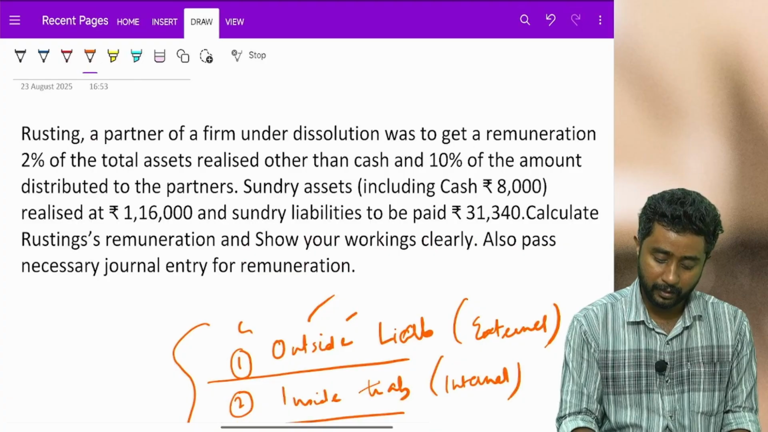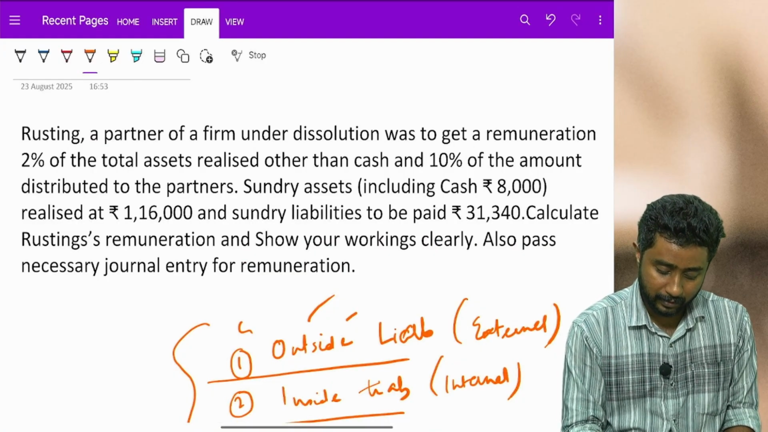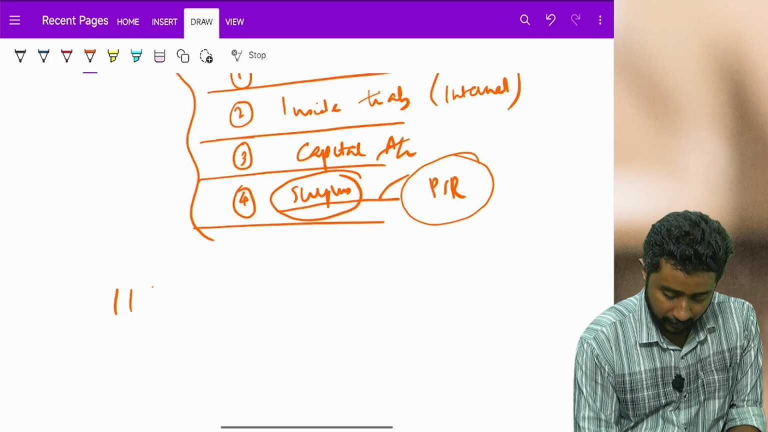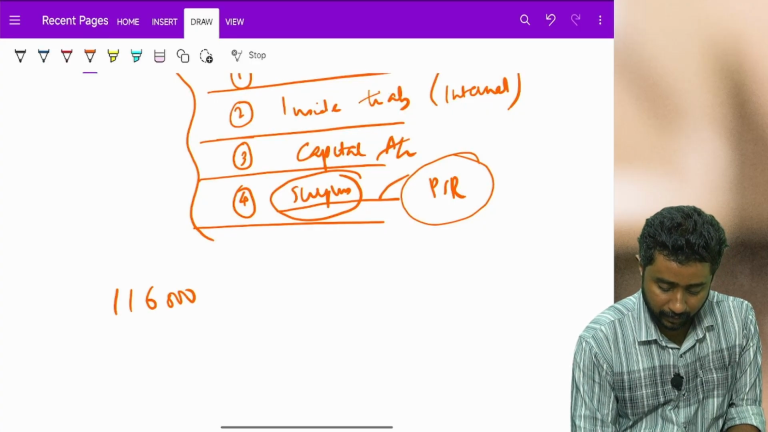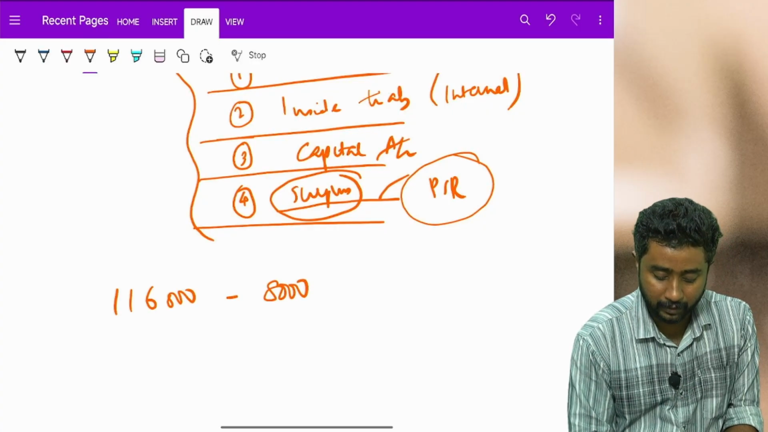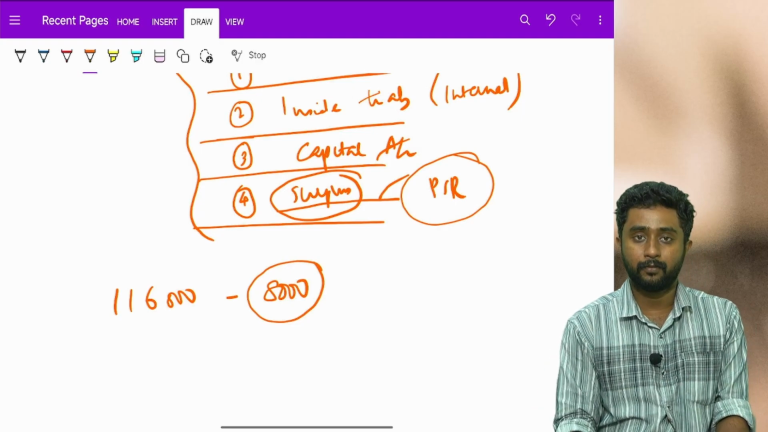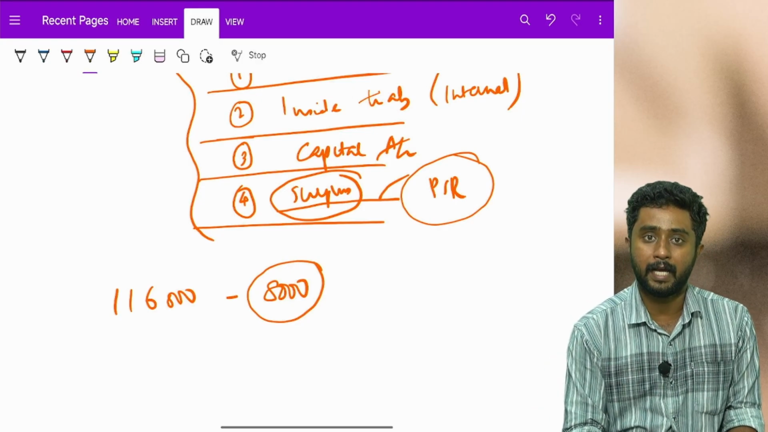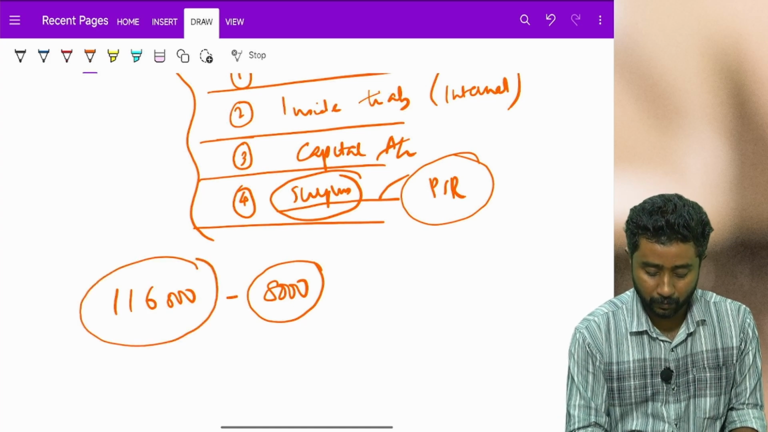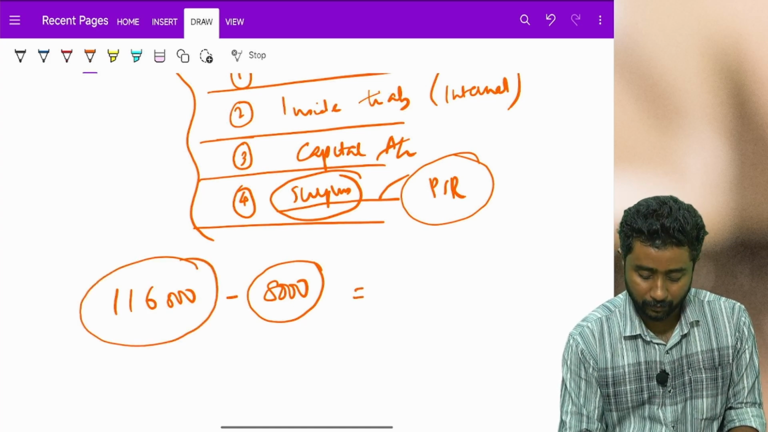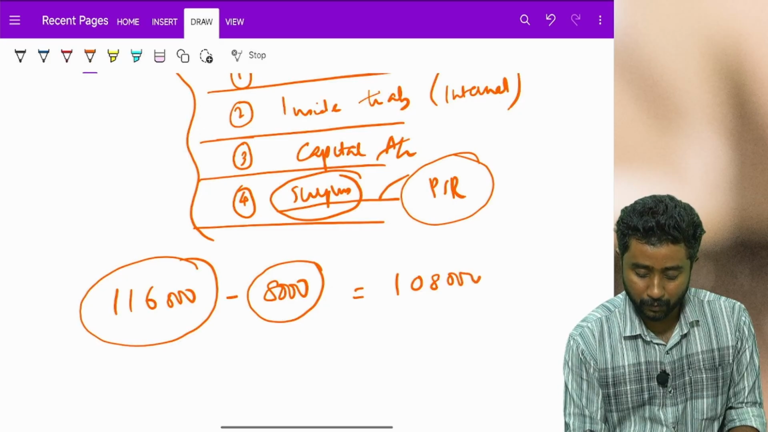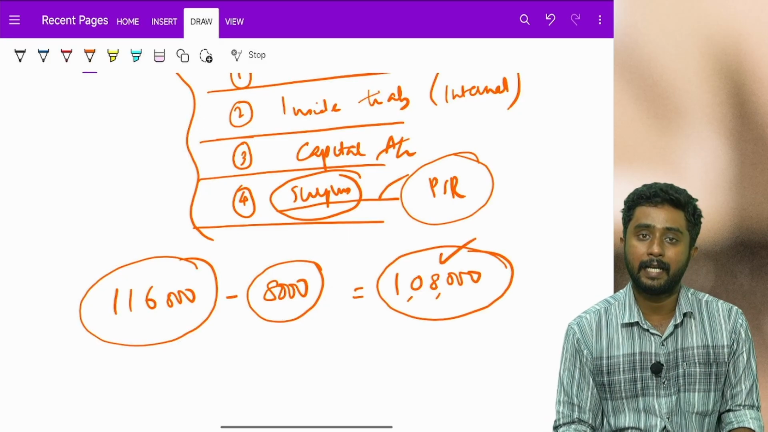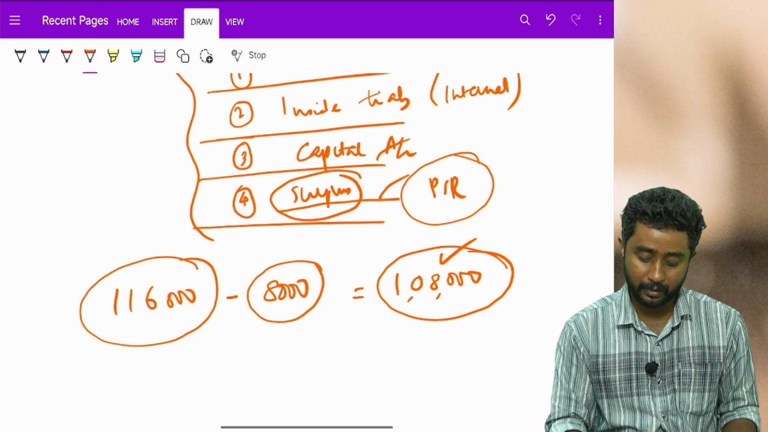So here, as you can see, total amount that is realized from the asset is 1,16,000, but there is one term which is mentioned there, including cash of 8,000. Cash is already there with the firm. Before the process started itself, the firm has a cash of 8,000 rupees, which is already counted in this 1,16,000. That means the actual amount that we are realizing from the sale of the assets is 1,08,000. 8,000 cash is already there.